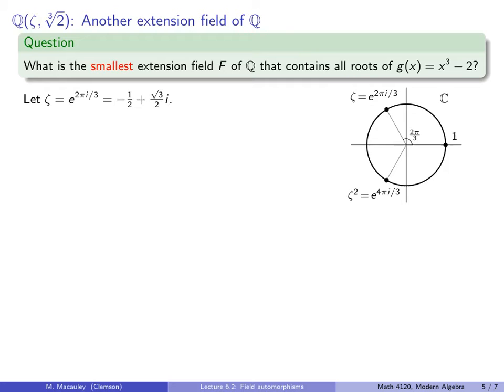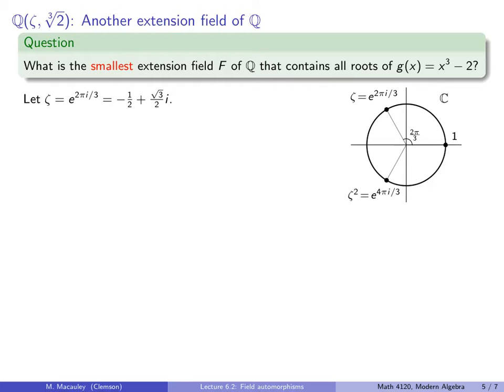Let's begin by letting zeta denote the complex number e to the 2 pi i over 3. This is in polar coordinates, but in Cartesian coordinates this is negative 1/2, the real part, plus the imaginary part, root 3 over 2 i. So here's a picture of the complex plane over on the right.